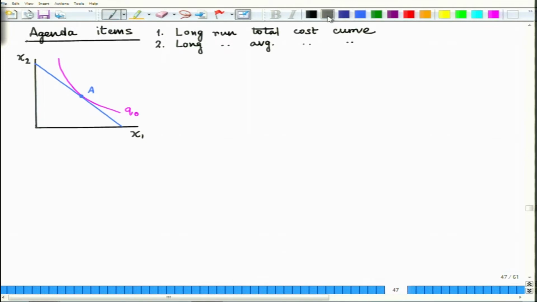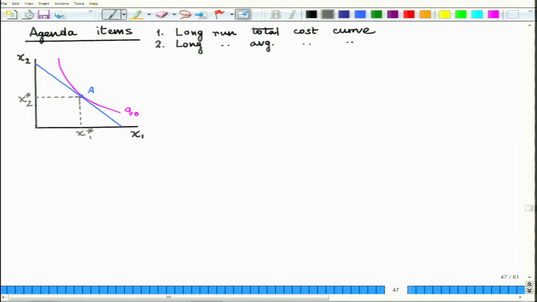At this level the optimal input combination is found, and the firm gets to know what would be the optimal level of input 1 and what would be the optimal level of input 2 it should hire or purchase to produce the quantity level Q naught. Now this is the short run equilibrium.